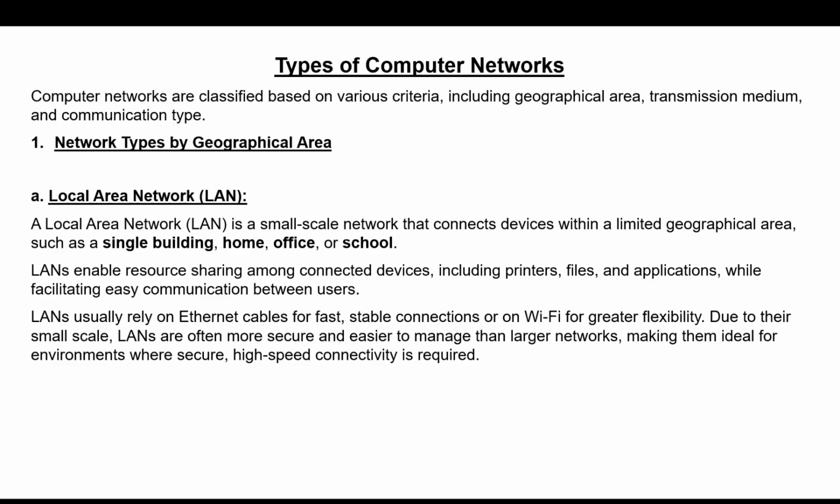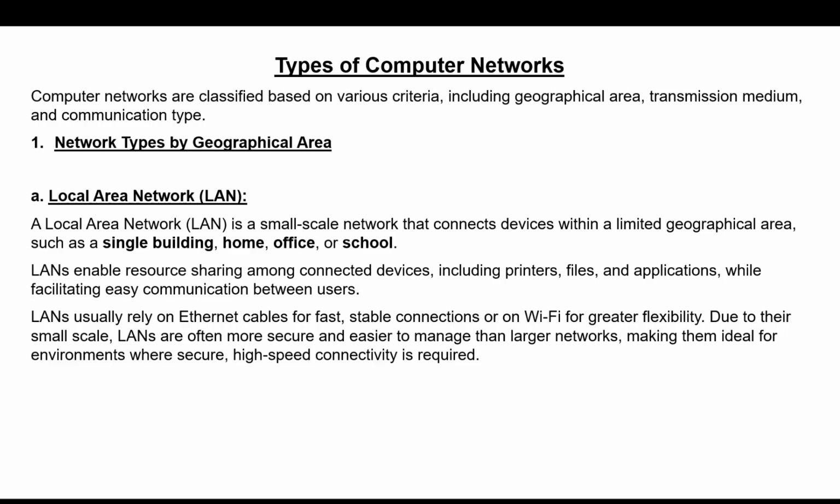So it is the same for technology. Geographical area means the location. Then the transmission medium is how we let things communicate and reach one another. Thirdly, we talk about the communication type, the devices that we use.